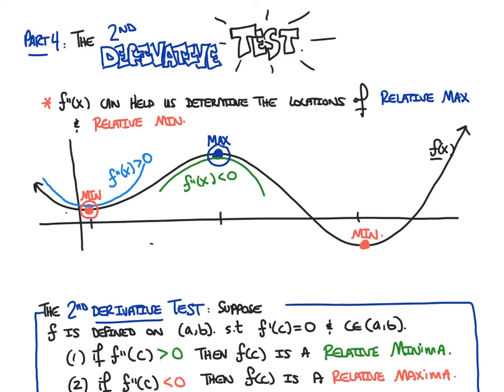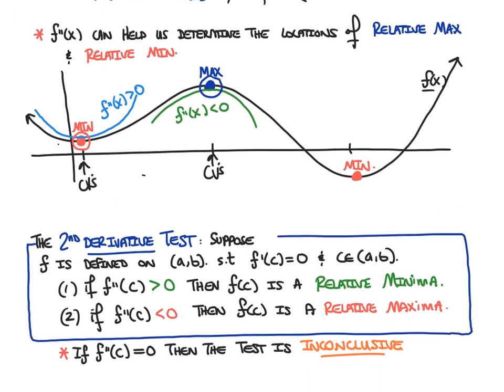So what we do is we find all of our critical points. These are my critical values. And then we evaluate the second derivative at that critical value. If it's positive, then we have a min. If it's negative, then we have a max. All right, so let me zoom down and show you that explicitly written out.